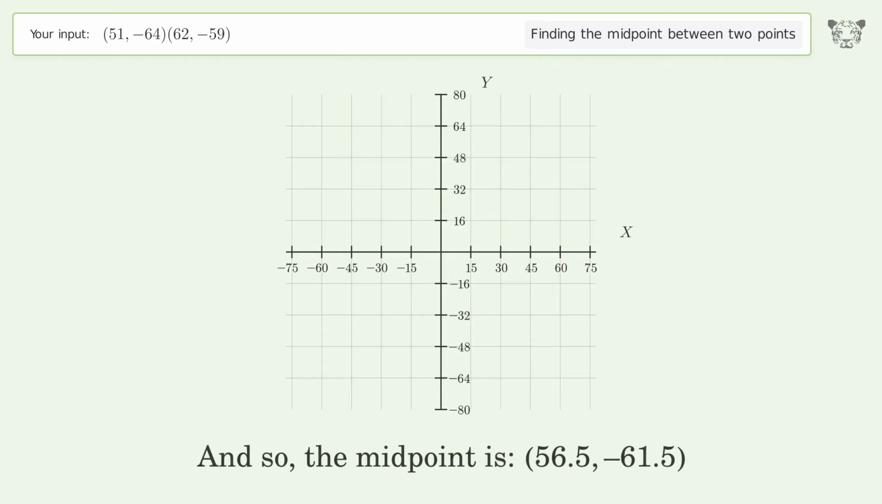And so, the midpoint is 56.5, negative 61.5.